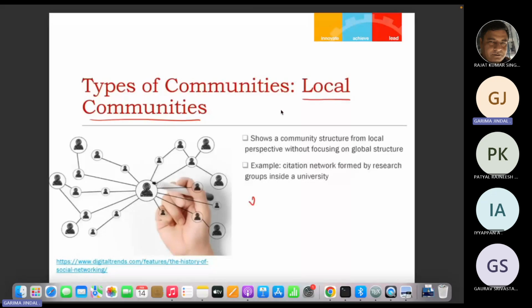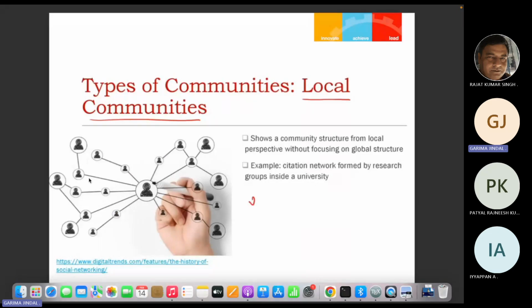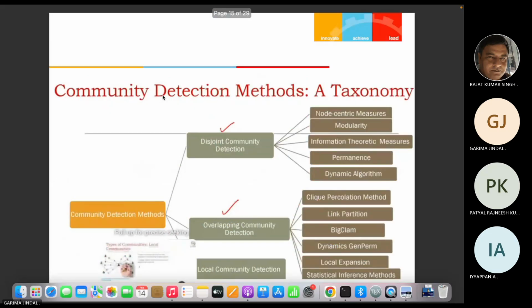Then we have studied local communities. Local communities are what we studied today in the class, ego networks. When we are considering a node, and we are considering all its neighbors and all the neighbors of neighbors, and we are trying to study the subgraph that is induced by these nodes, that is called a local community. So these were the different categories of algorithms to identify the communities.